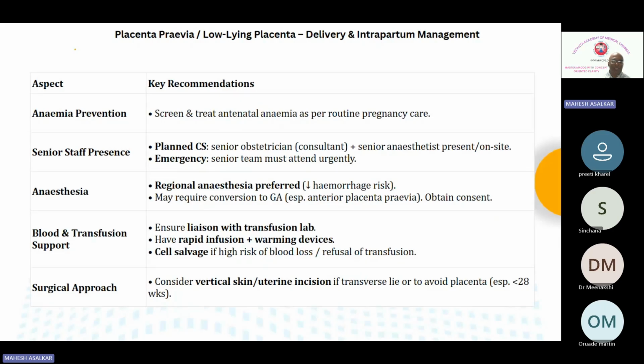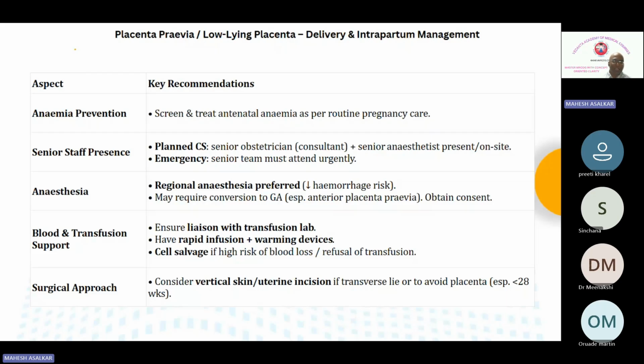Okay. Then anesthesia, regional anesthesia is preferred. That reduces the hemorrhage risk. Then it may be converted to general anesthesia if required. We need to take a consent accordingly. Blood and transfusion support: ensure liaison with the transfusion lab, have rapid infusion and warming devices, and cell salvage if there is a high risk of blood loss and there is a refusal of transfusion. So the cell salvage option can be considered in those patients who are refusing blood.